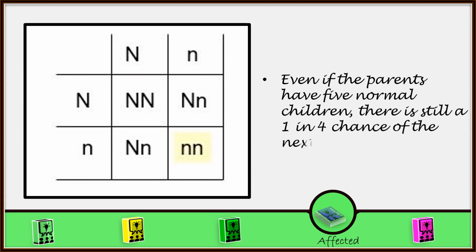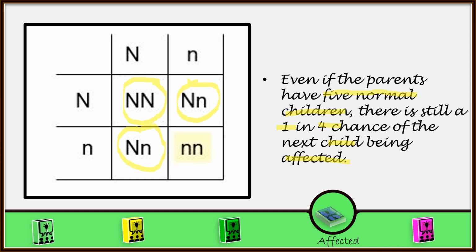Even if the parents have 5 normal children, there is still a 1 in 4 chance of the next child being affected. They may have all their children normal, maybe 5 of them, but every time they are going to produce another child, there is that 1 out of 4 chance that that child may be affected.